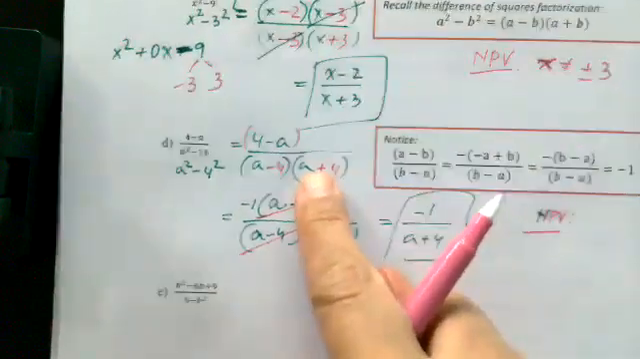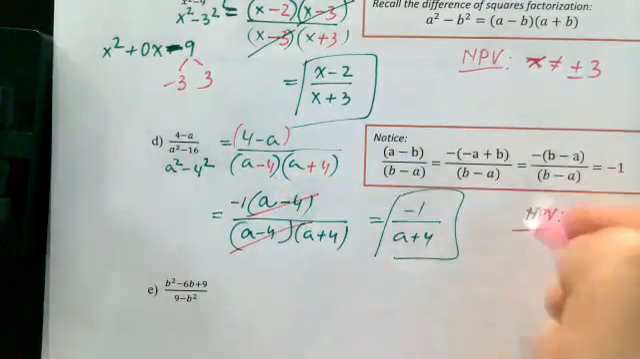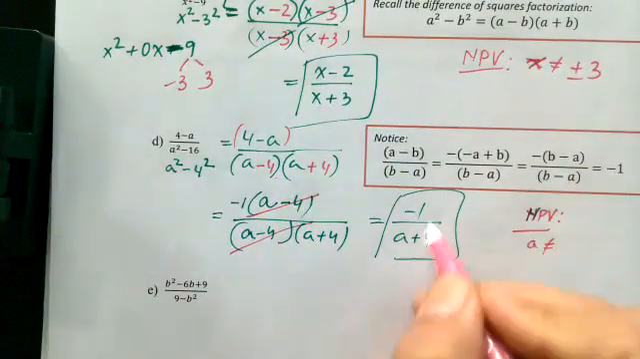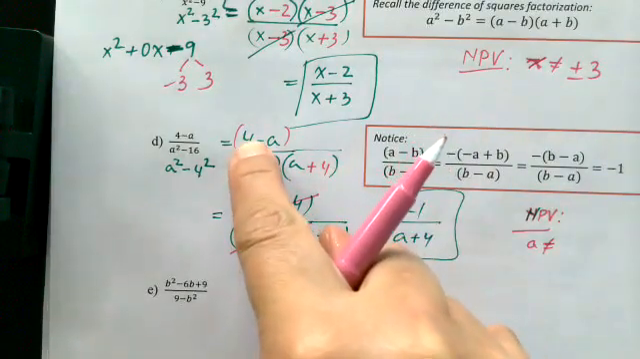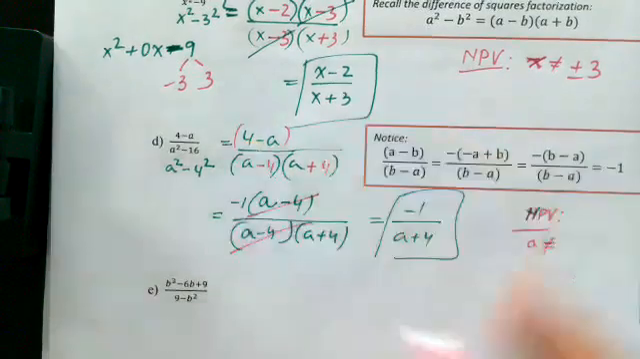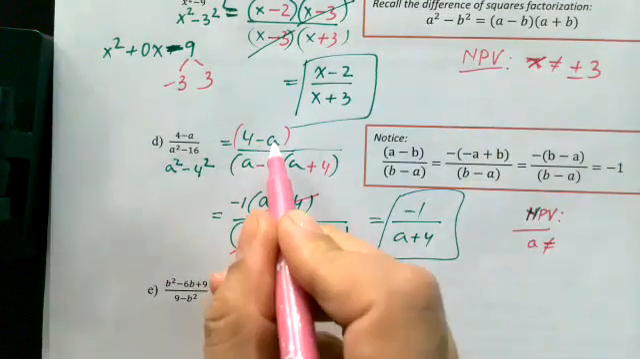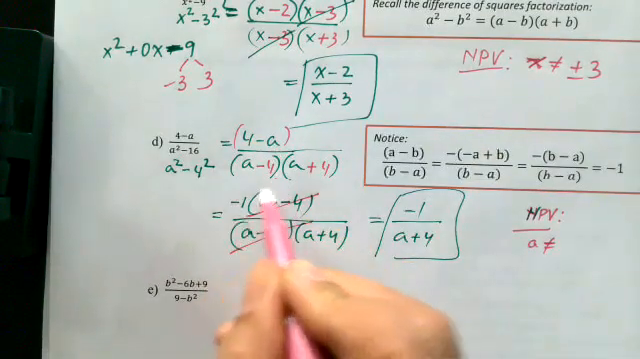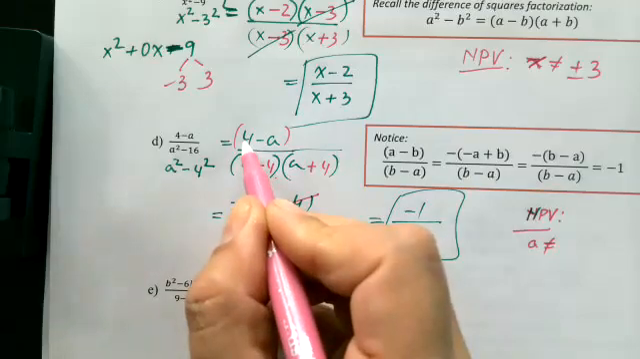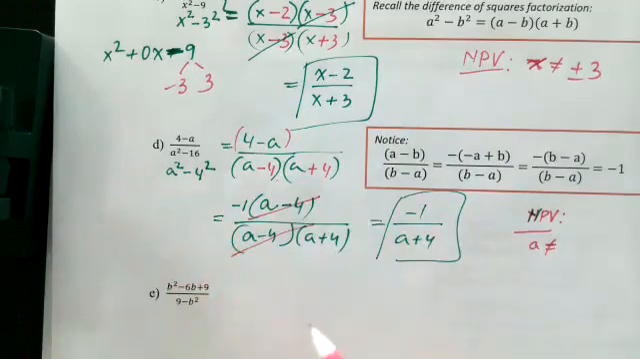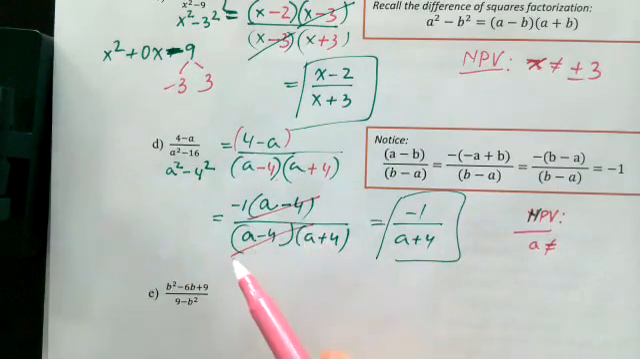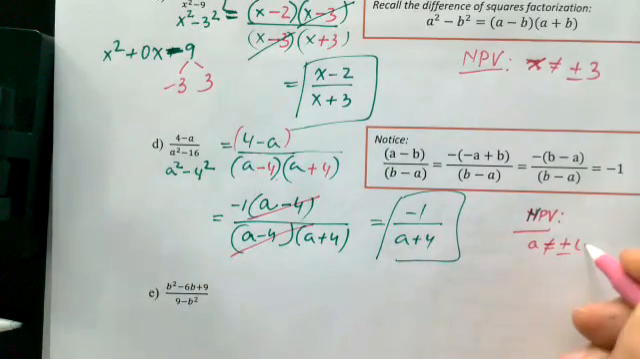The -1 from here, I factor it out from there. So if you multiply -1 times a, you get this -a, and -1 times -4, you get this +4. So we haven't changed the expression itself, just the form of it. It's still the same thing. Okay, and we had to do that so we can simplify it a bit further. A cannot be positive -4.